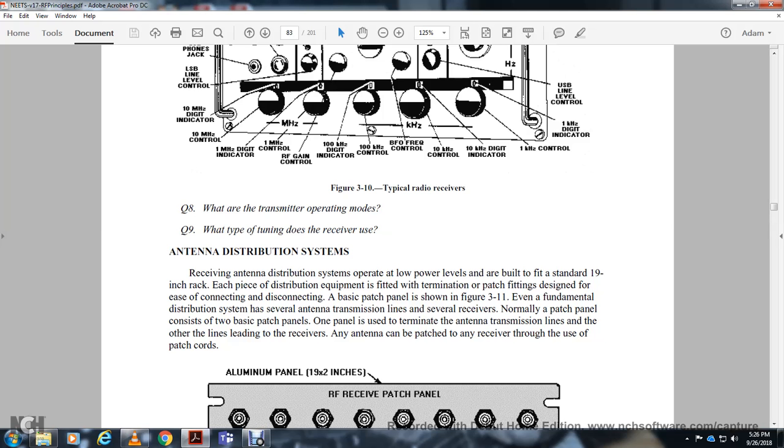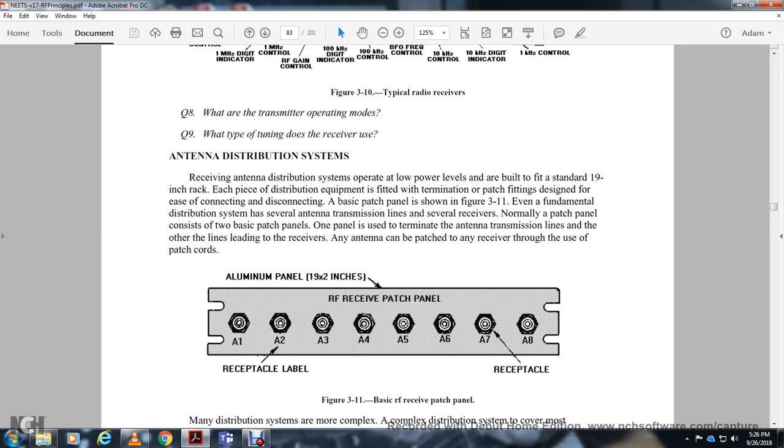One panel is used to terminate the antenna transmission line, and the other has lines leading to the receiver. The antenna can be patched to the receiver using a patch cord. It shows the receptacle labels on the aluminum plate, 19 by 2 inches, the radio frequency patch panel, and the receptacles.